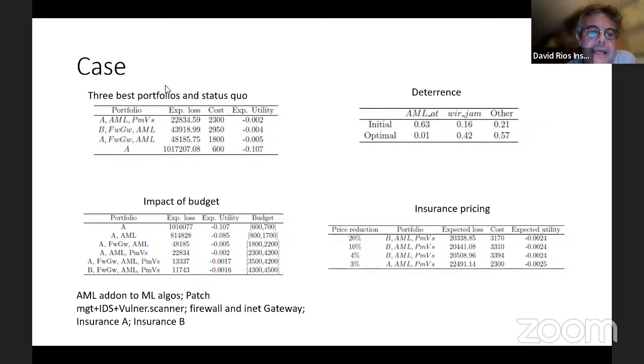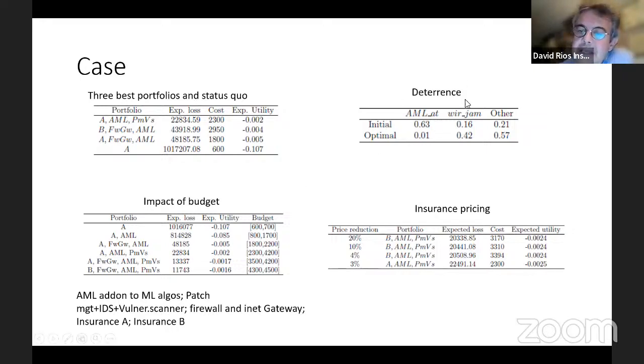We get things like what are the best portfolios? This is the status quo. These are the best portfolios. We can make sensitivity analysis in the sense of, if the protection budget is increased, how does the optimal portfolio change? How does the expected utility increase, and what is the related expected loss in terms of monetary things?